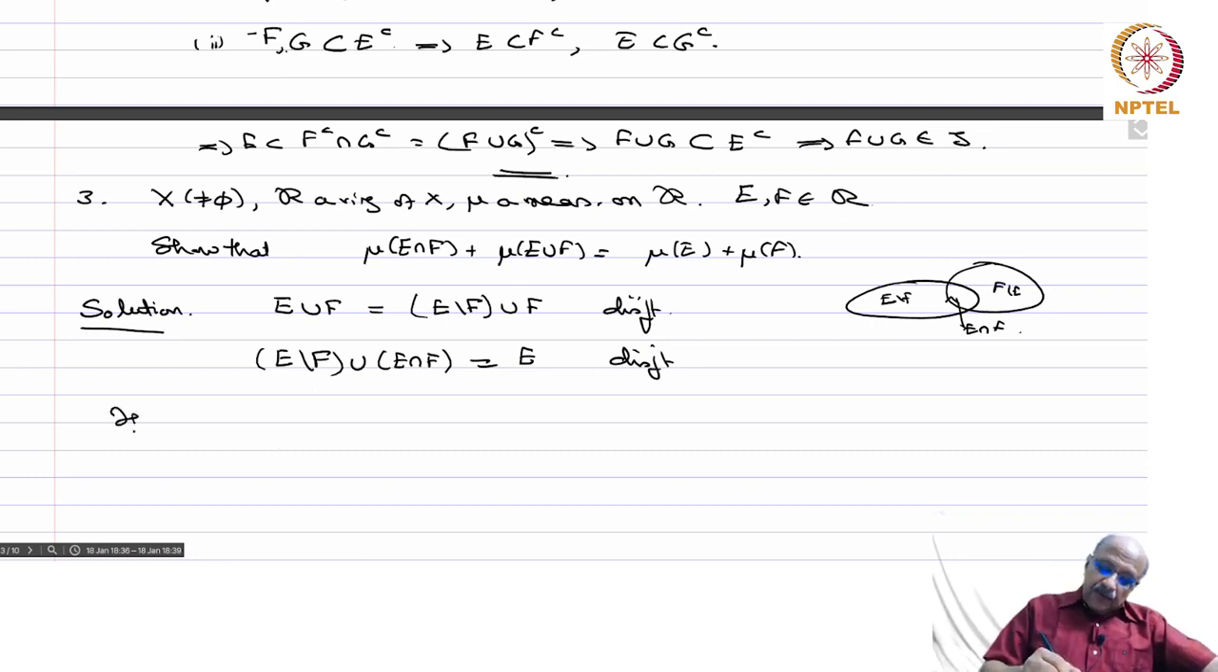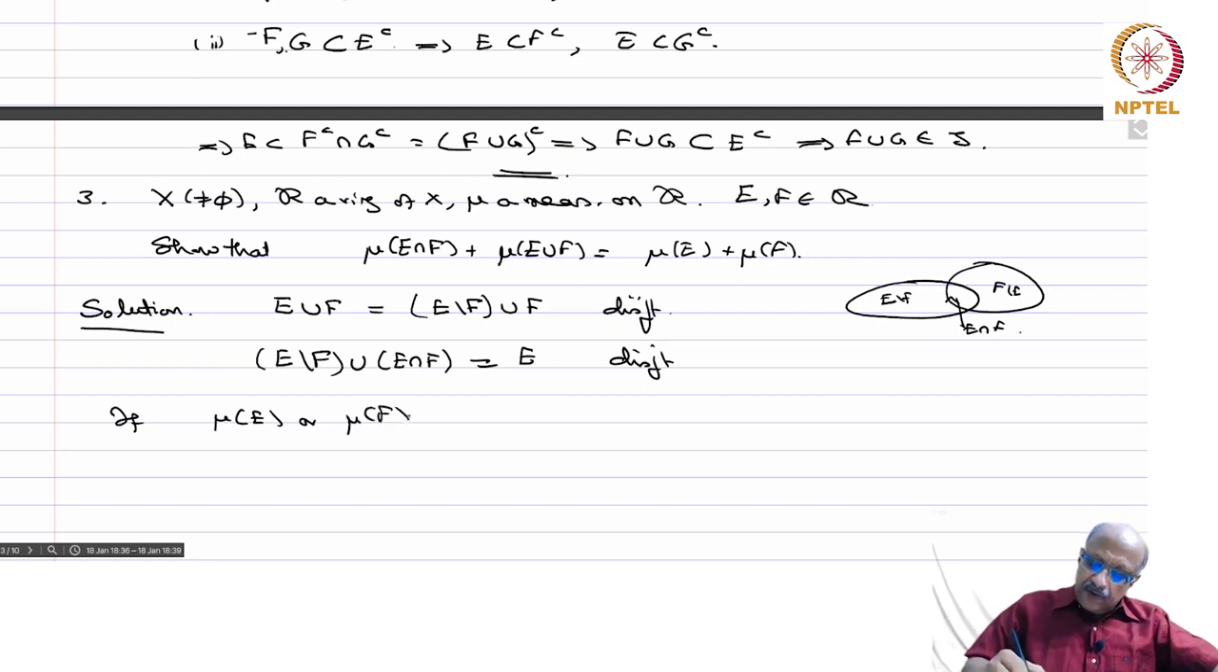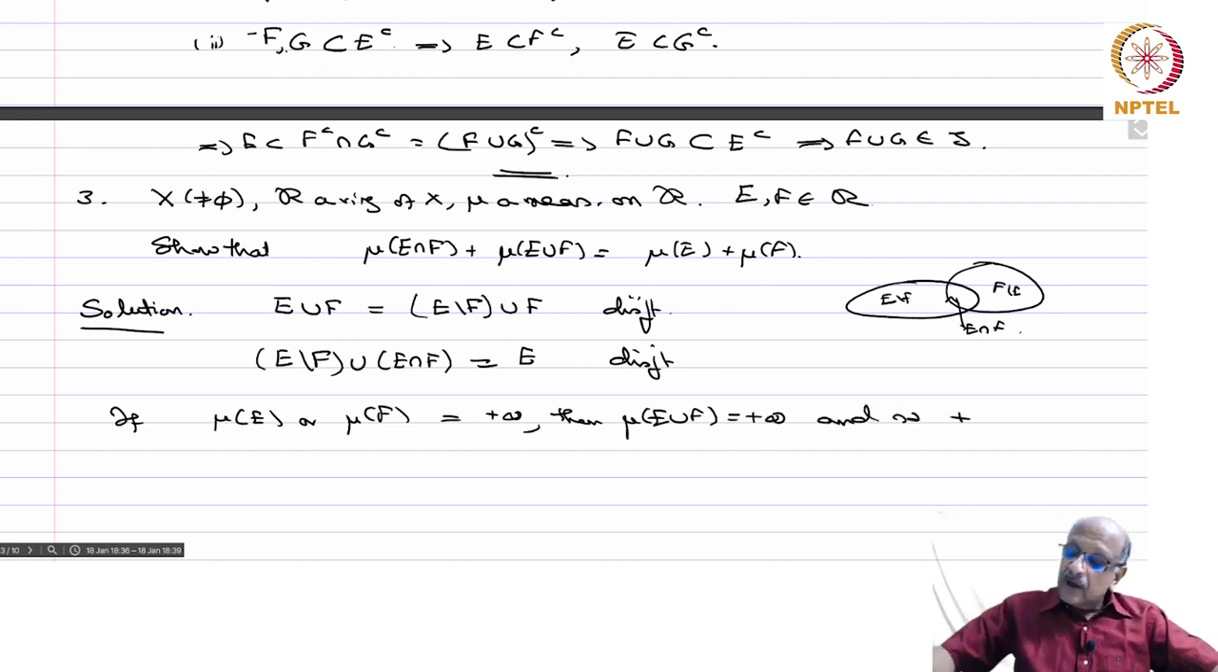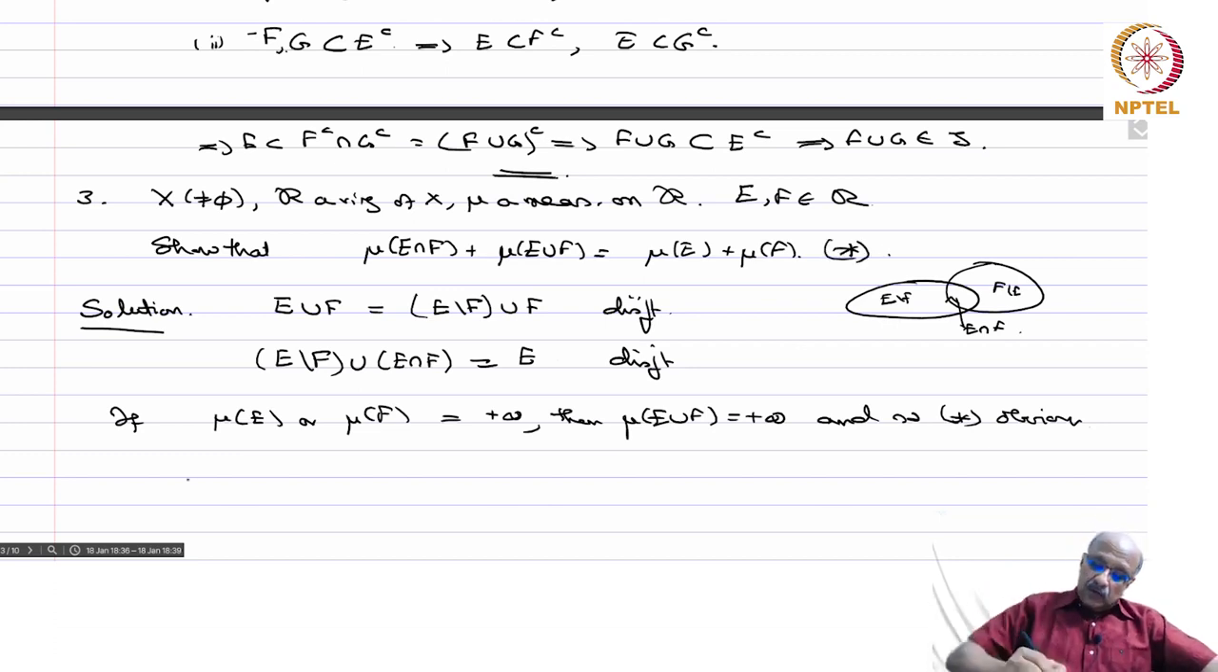Okay, so if mu E or mu F equal to plus infinity, then mu of E union F, which is bigger, is also plus infinity, and so star is obvious. So we have to show this equation, that is star. So we can assume that mu E, mu F are both finite, and this will imply that mu of E minus F, which is smaller than mu E, is also finite.